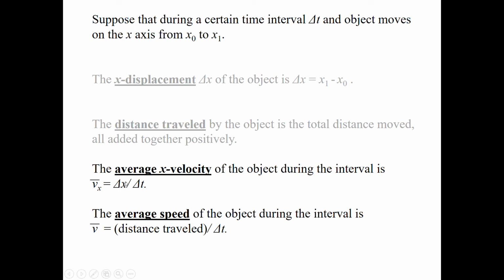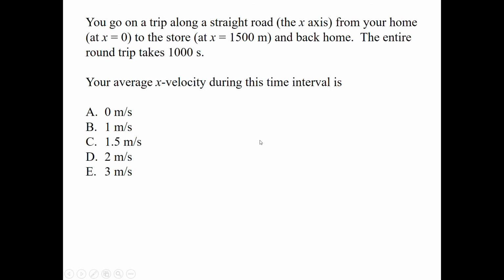It's an average because in a certain amount of time you might have been going faster at the beginning and slower later. So this just gives you one number, which kind of averages the whole time interval. The average speed of the object is just the other thing in the numerator, the distance traveled divided by delta t. Okay, and let's contrast those two. The average x velocity and the average speed are generally different, just like the displacement and the distance traveled generally differ.